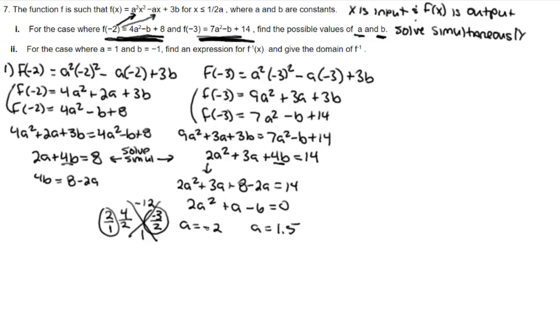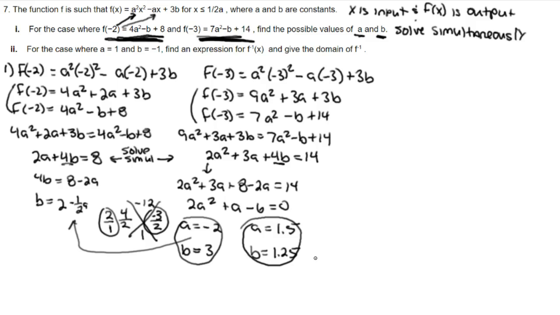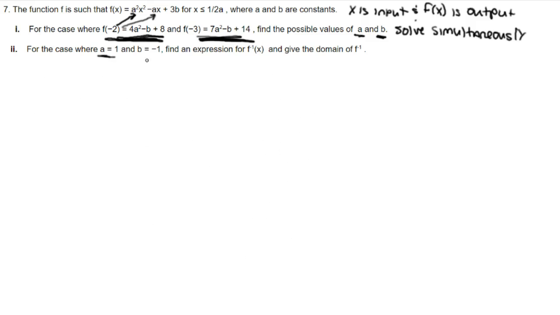And now that I know what a is in two different situations, I've got to take them and substitute them back in to find out what b is. Here I almost have b by itself, so I go ahead and get it by itself, and now all I do is substitute in the negative 2, and I find out that b is equal to 3. And then I do that for my other a. Now keep in mind, when you're answering this question, you've got to be clear: this a goes with this b, and this a goes with this b.